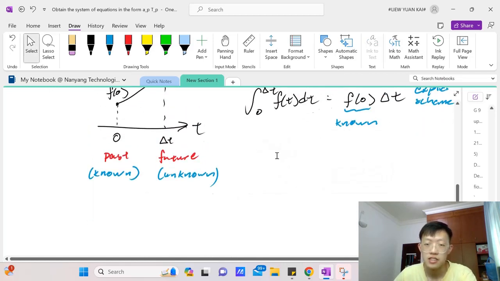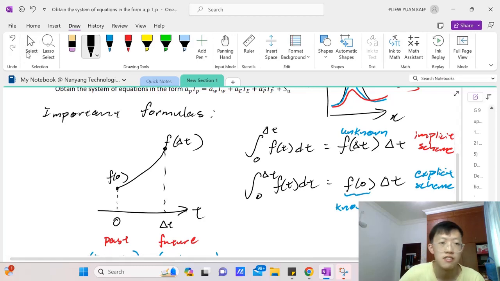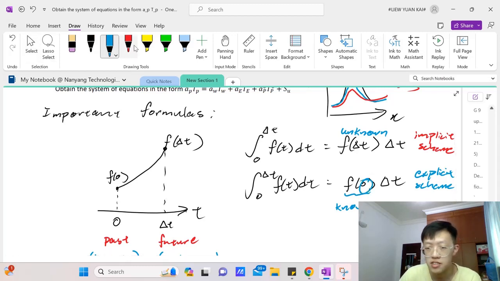We're not done yet. Like I said, I promised you 3 formulas. These are the first 2 formulas. One is the implicit scheme, where we use an unknown to find future unknown values. And we have the explicit scheme, which uses a known value, the initial condition, at time equals 0. You use a known value to find unknown future times.